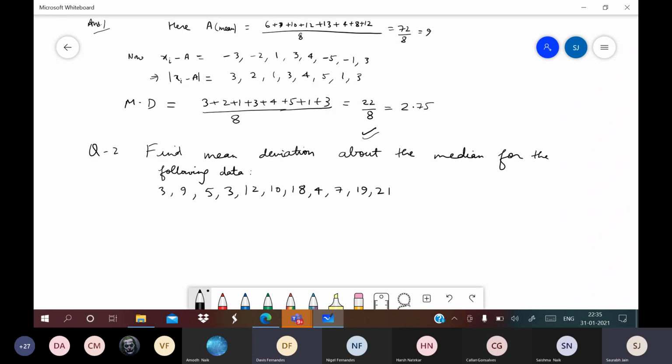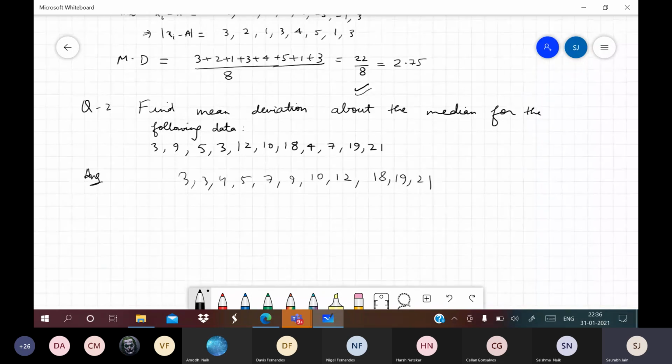Is it 58 by 11? Yes, right, correct. So first of all, you need to arrange this data in either increasing or decreasing order. So let us write the values in increasing order: 3, 3, 4, 5, 7, 9, 10, 12, 18, 19, and 21, right? This is the first thing.